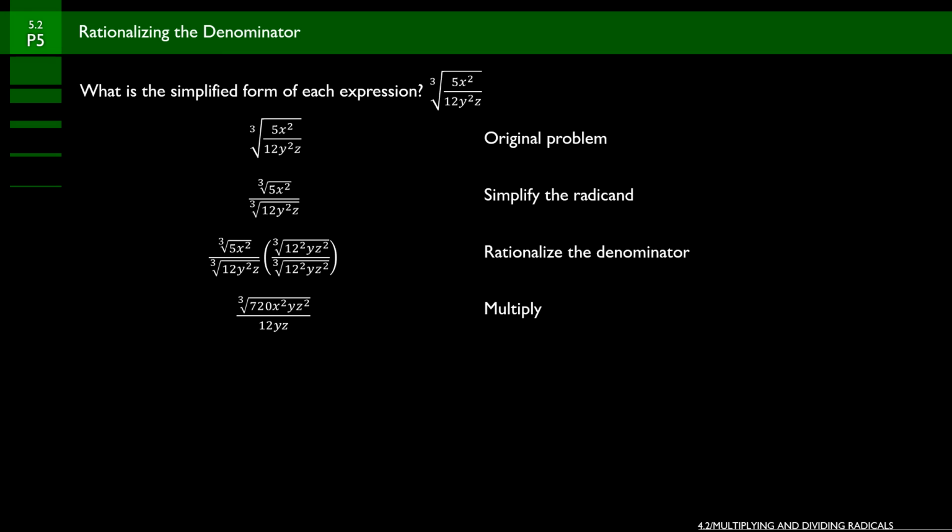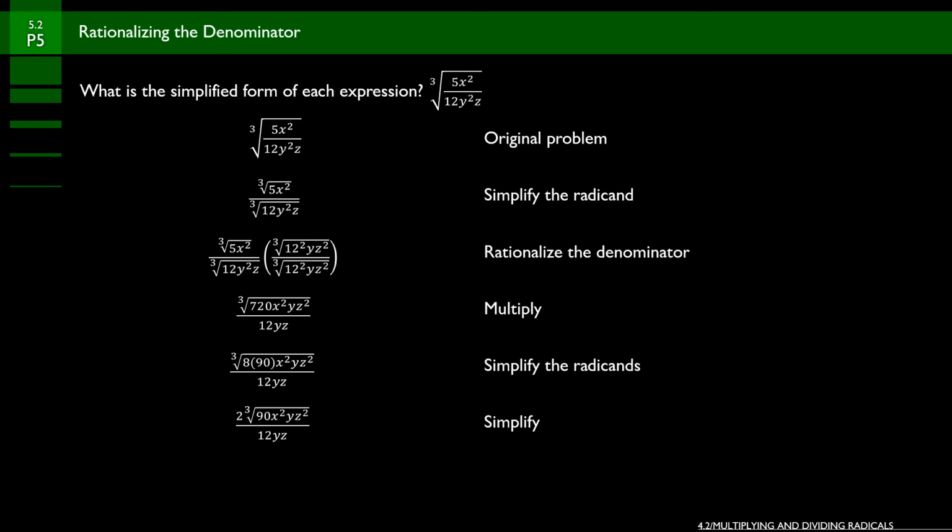So here's what we're going to do. We're going to look at that 720 and we're going to ask, is there a perfect cube factor that goes into 720? And we do. We have 8 times 90. So we get 8 times 90, x squared y z squared. Now notice that there's nothing that we can do with that x squared y and z squared because the exponents are smaller than the index. So we're going to take the cubed root of 8, that gives us 2, and then we're left with 90 x squared y z squared in the radicand over 12yz.